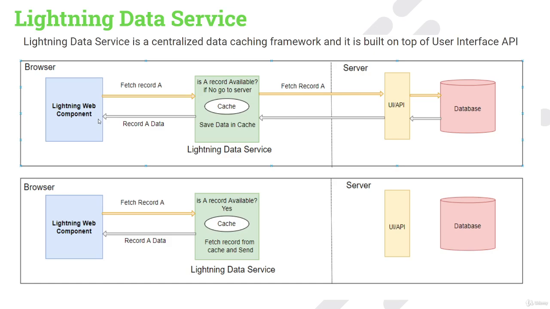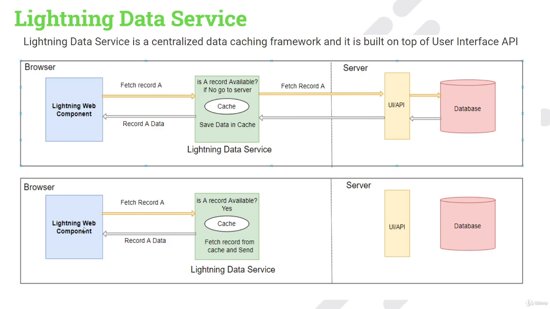Now the second time, go to this second box and try to visualize. Now the second time you again need to fetch the record A. You will do the same process, call any method. It will say, go and fetch the record A. It will come to the Lightning Data Service and check, is record A available? And in the cache it finds the record A is available. It says yes. Then it fetches the record from the cache and sends it back, and our Lightning Web Component gets the data.